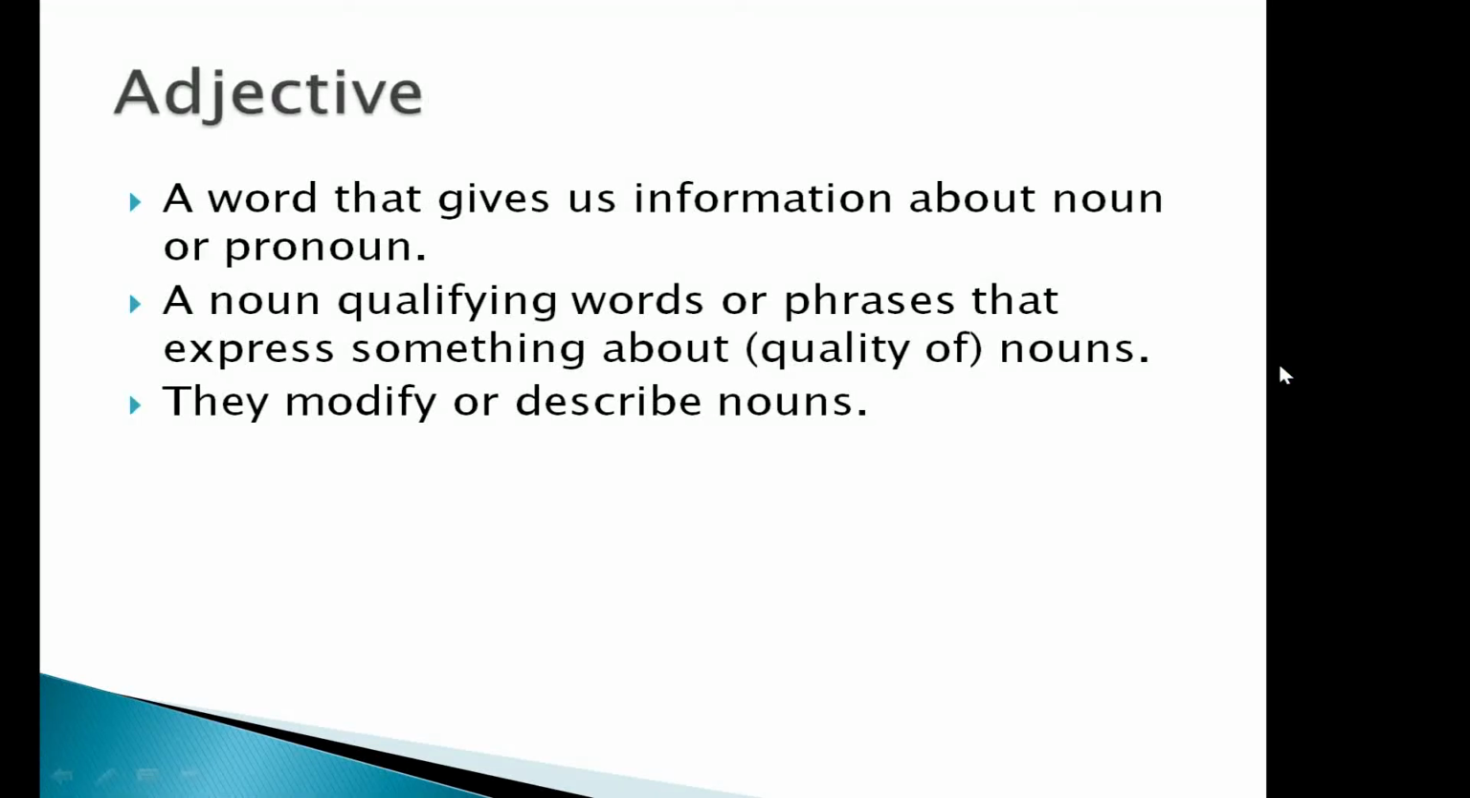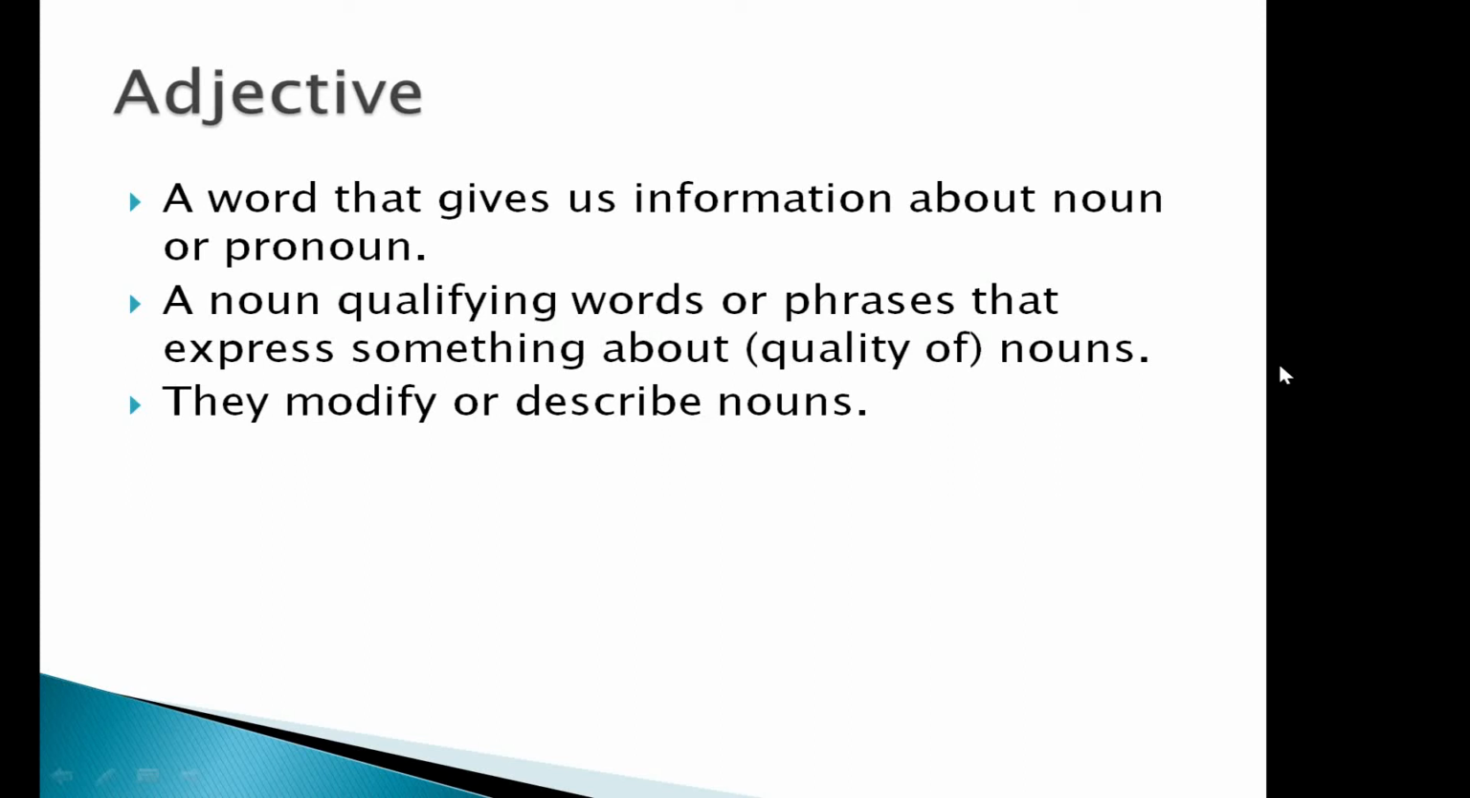There are some questions which are being answered here by these words. What is your opinion of the car? That's amazing. What size is the car? Big. What color is the car? Red. What type of car is it? Sports. So in brief we can say adjectives are qualifying words. In other words, words or phrases that express something about or the quality of nouns or pronouns are called adjectives. They modify or describe nouns.